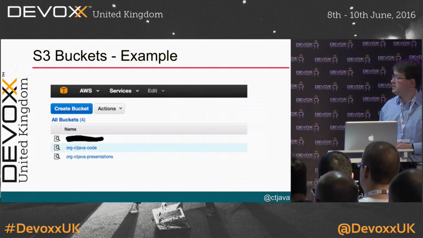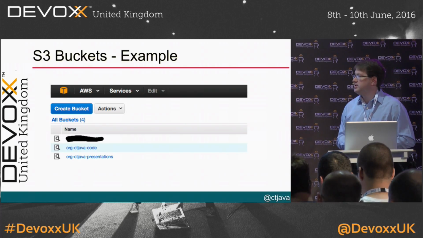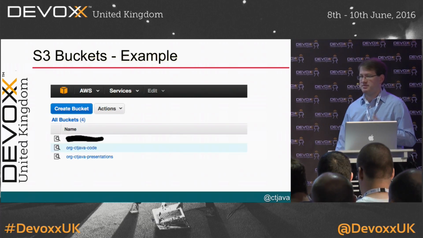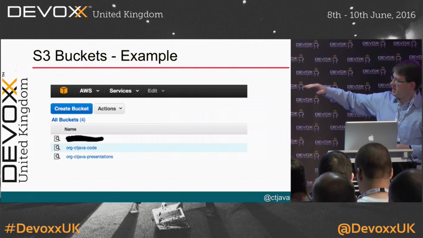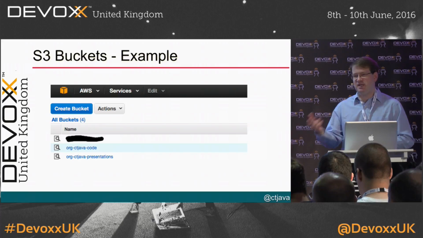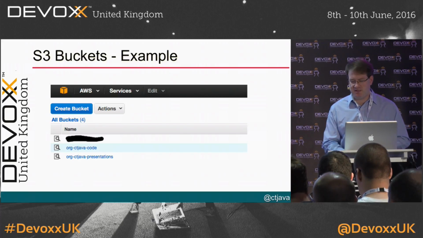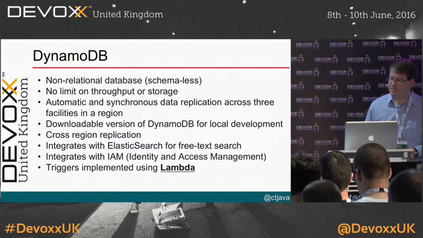So for instance, in the demo code that I'm going to run today, I've got the code for my Lambda functions already uploaded to an S3 bucket called org.ct.java code, and then I've got the presentations that I'm writing, basically a PDF processor. It monitors submissions to org.ct.java.presentations. When a new PDF gets uploaded up there, it processes and analyzes, pulls out the text in the presentation so that it can be indexed. Okay.